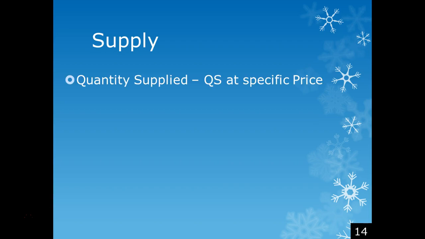All right, supply. The quantity supplied is the quantity that people want to supply at a specific price. So at $5, how many people or businesses want to sell cheeseburgers? How many cheeseburgers do people want to sell at $5? That's the quantity supplied. And the supply means the quantity supplied at all prices. So for cheeseburgers at all prices, how many do suppliers want to supply at all those prices? That's the whole supply curve.